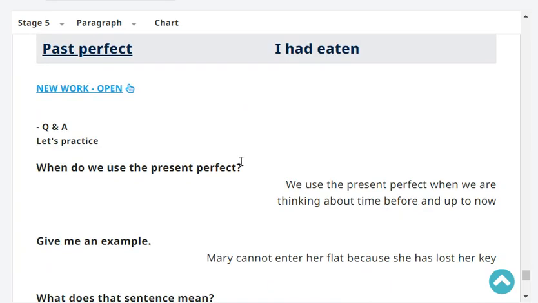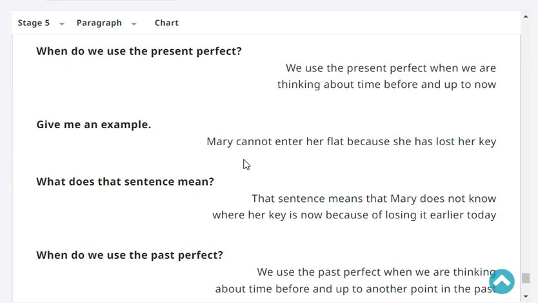When do we use the present perfect? We use the present perfect when we are thinking about time before and up to now. Give me an example.